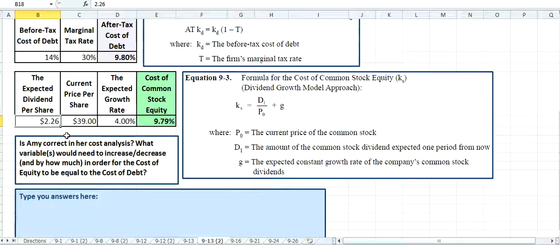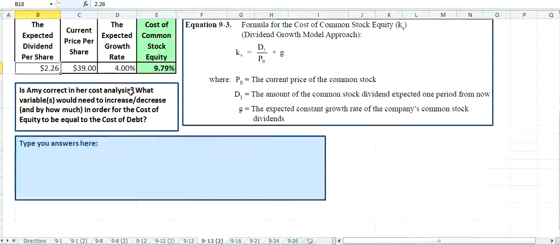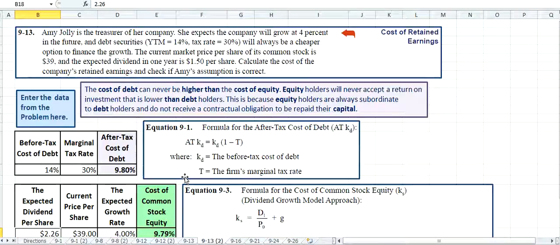So just play around, see if you can get the cost of common stock equity to be equal to the after-tax cost of debt, and just type your answers in here, and that will take care of problem 913.